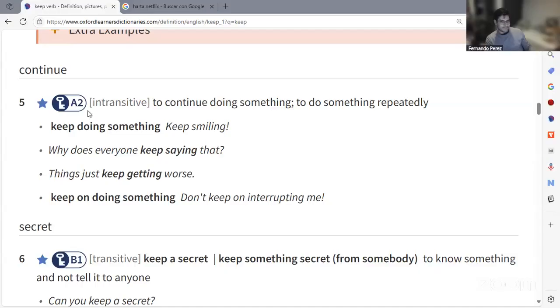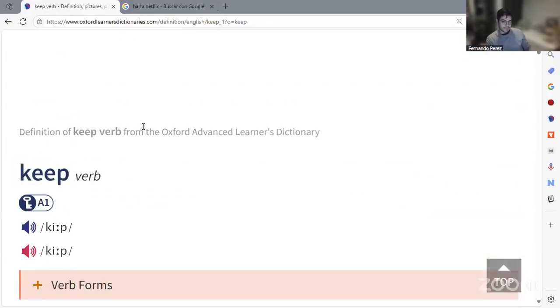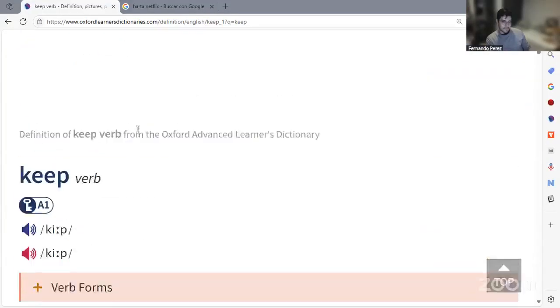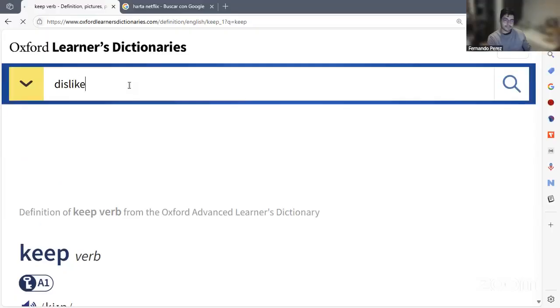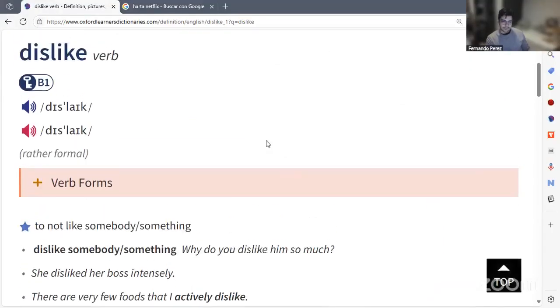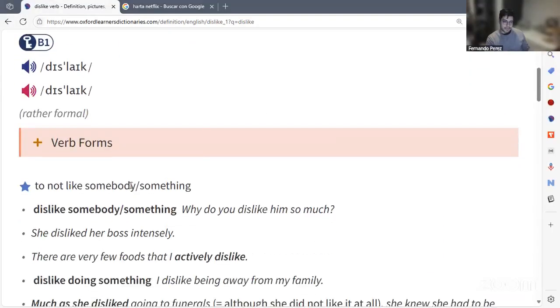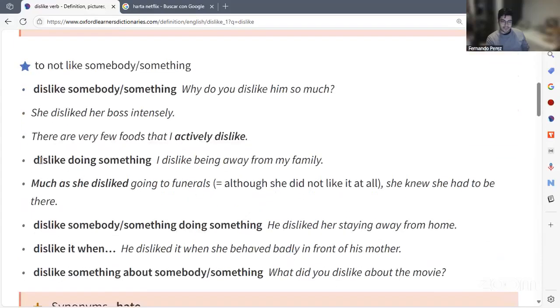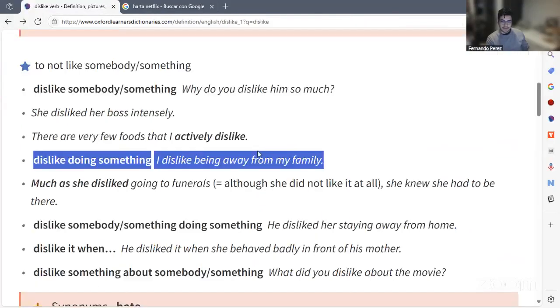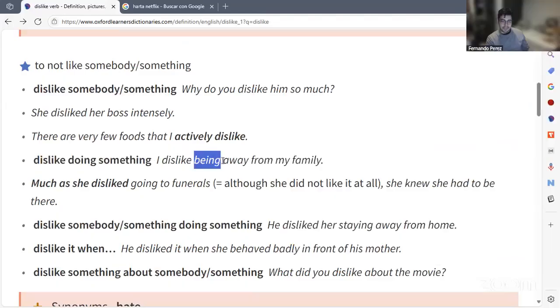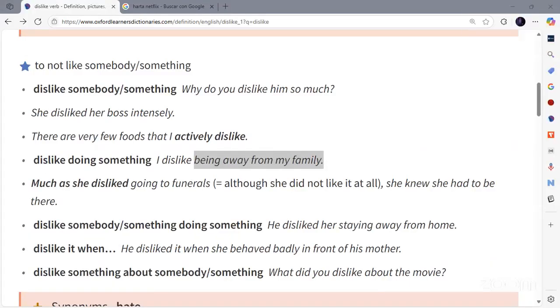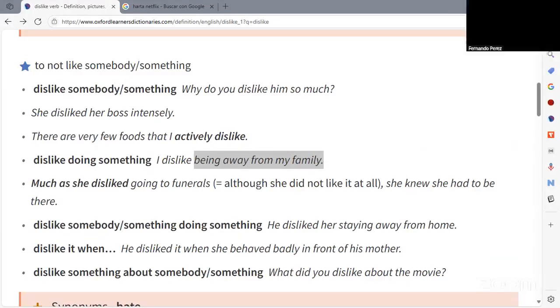The next one. Dislike, B1. When you don't like something, look, dislike doing something. I dislike, oh my God, I dislike being away from my family. Do you understand this example? Yes. I dislike being.